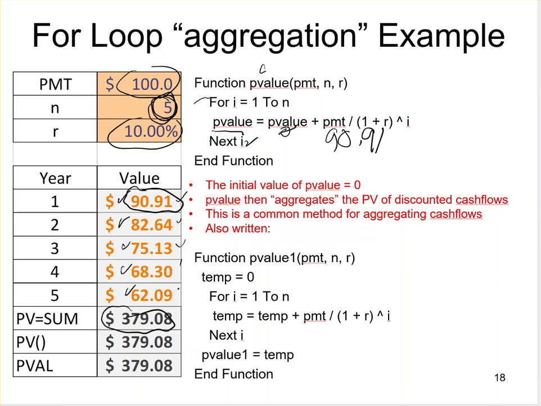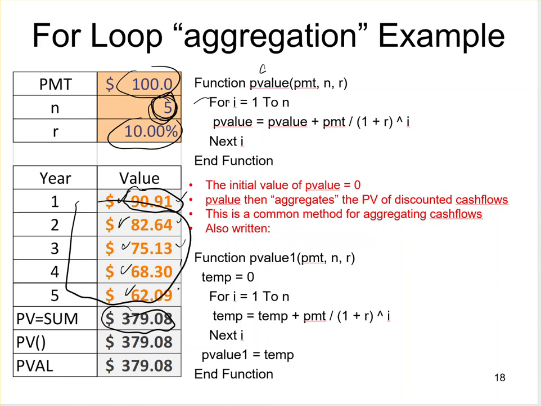What the next statement does is it kicks it back up to the for loop and increments the variable by 1 number. So I then goes to 2. So now I is equal to 2. And then it's going to execute this line of code. P-value equals P-value. Now, here's the most important thing here. This is going to create an aggregation of all these 5 cash flows.